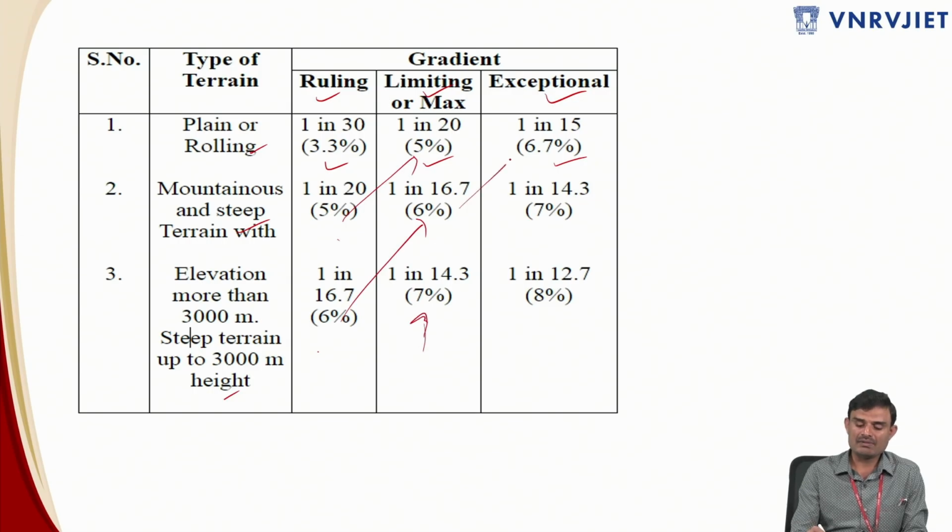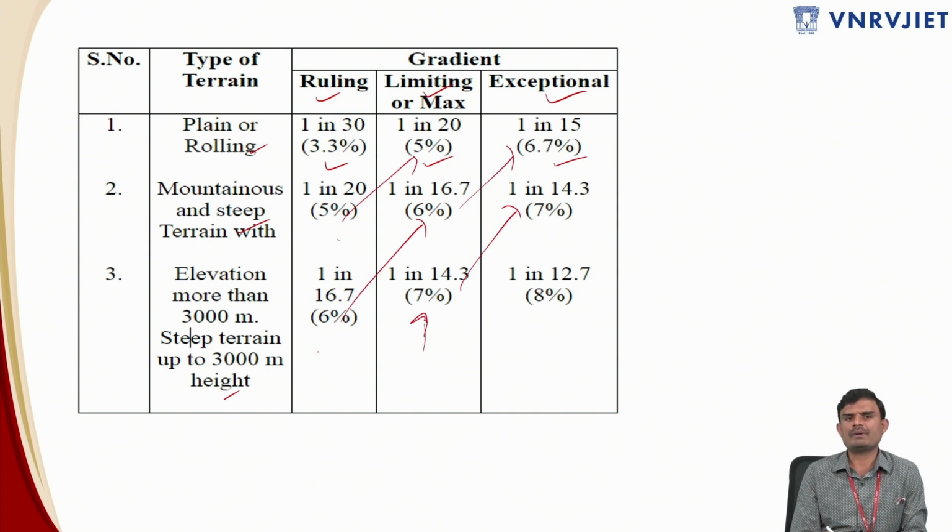Okay, and this 6 will be shifted over here and this 7 will be shifted over here, and you are going to get an extra value of 8 over here. So you have to remember the type of the terrain: planar rolling terrain, mountainous terrain, steep terrain. In terms of ruling gradient, ruling gradient is the minimum gradient that is possible on a highway section, which will not involve reducing the speed of the vehicle. So such a kind of gradient is said to be the ruling gradient.